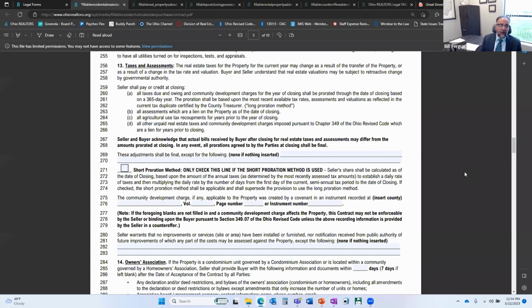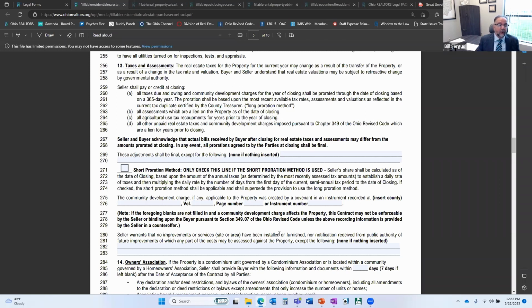Yeah, and before I get to the proration methods, let me point out one thing here. When you look at the first part of paragraph 13, it says seller shall pay or credit at closing, and many of these things are fairly common sense stuff, but note letter B in particular, all assessments which are a lien on the property as of the date of closing. I don't know that this is the same all over the state in terms of custom and practice, but it's the way we did it in this contract.